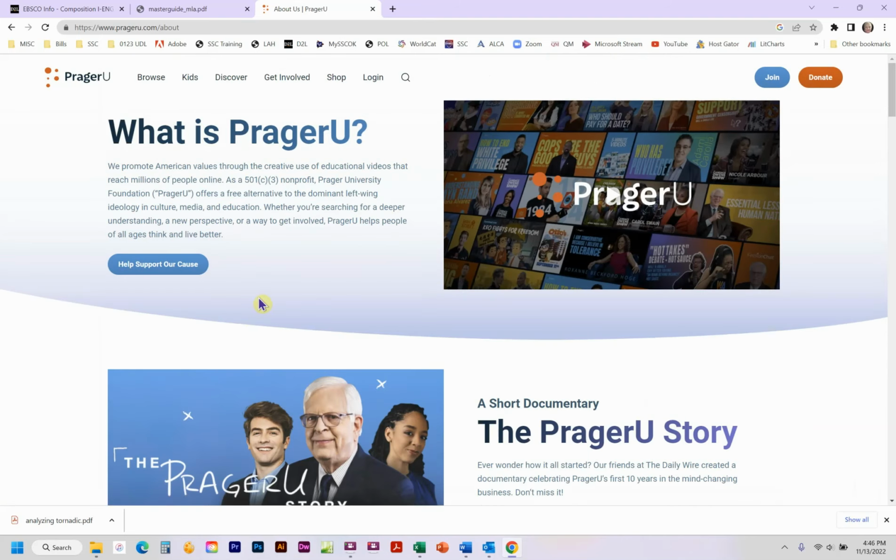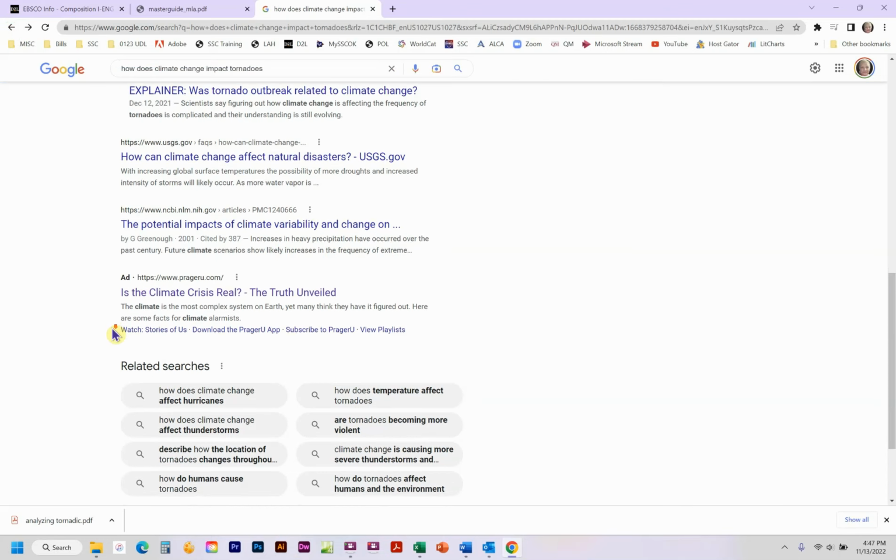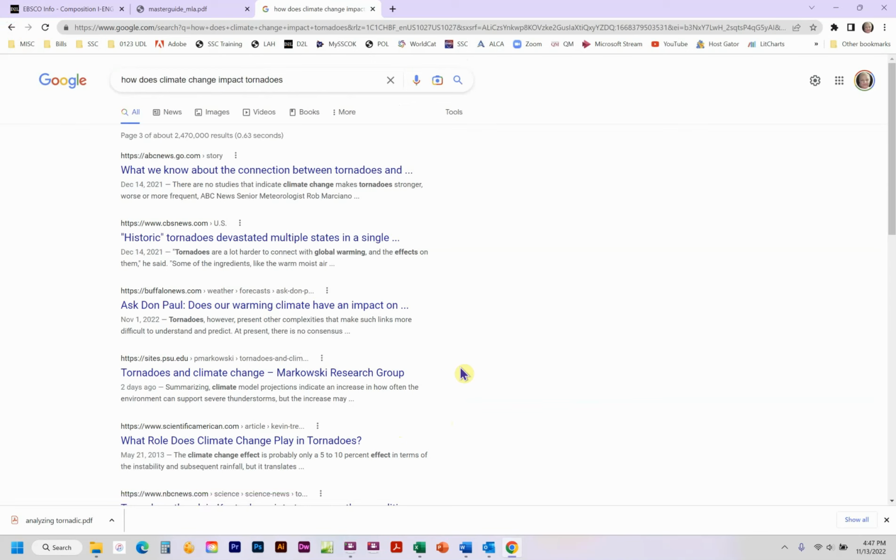But again, what are... oh, so here it offers a free alternative to the dominant left wing ideology. Okay, that is a huge red light there, right? Anybody that says they're showing an alternative to anybody else's dominant ideology, whether it be left wing or right wing, they pretty much have an agenda. So we are going to say no to something like this, right? So again, oftentimes it's pretty easy to discover if somebody is going to be biased. You just got to look for it, right?